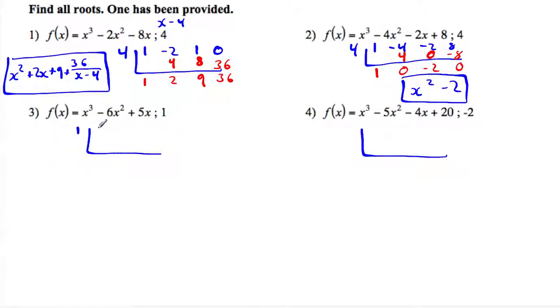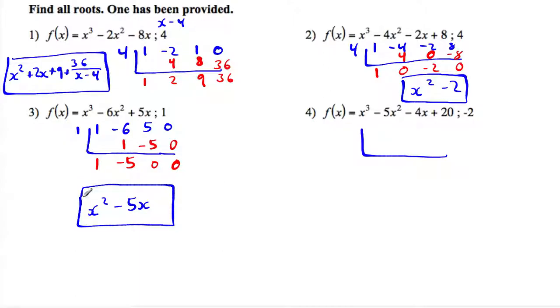For number 3, we put the 1 outside, and then we have 1x to the third, -6x squared, 5x, and 0 as our constant. So bring down the 1, multiply to get 1, add to get -5, multiply to get -5, 0, 0, 0. So what I end up with here is x squared minus 5x. No constant, no remainder.